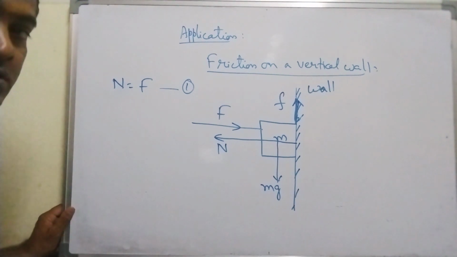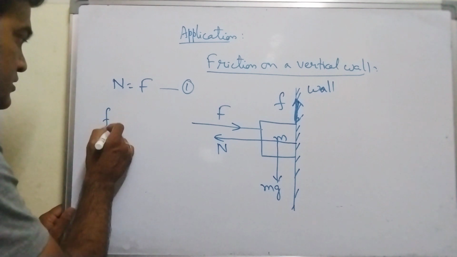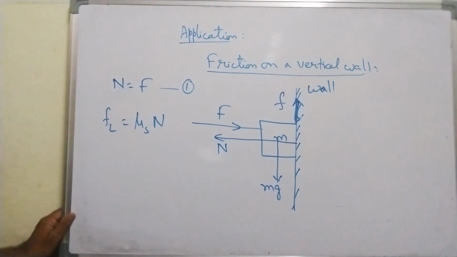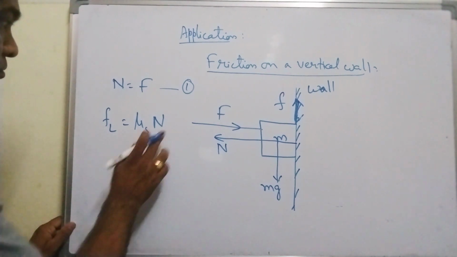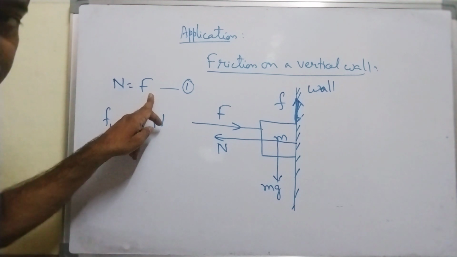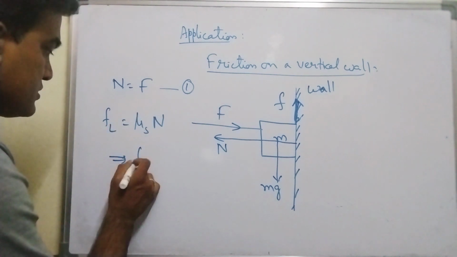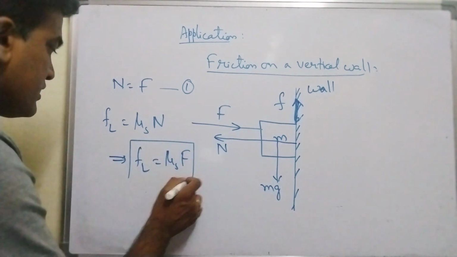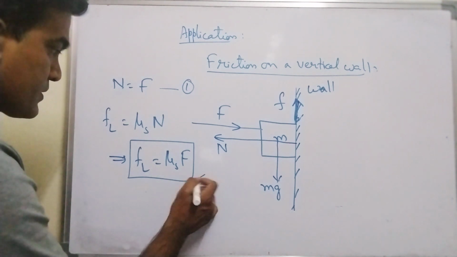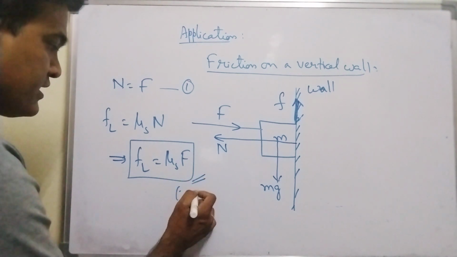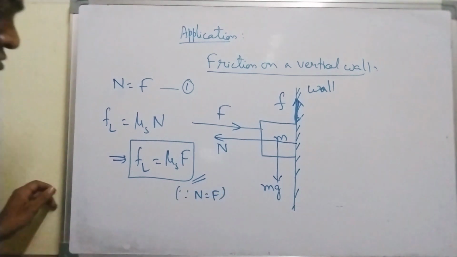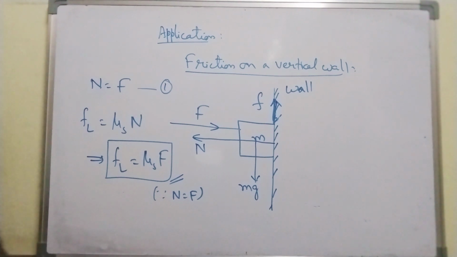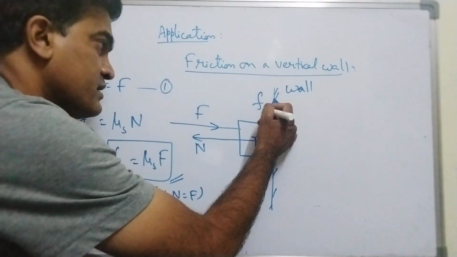So as you know, the limiting friction formula is nothing but mu s into N, right? Mu s into N, but N is what? N is equal to F. So from this, limiting friction I got as mu s into F, since N is equal to F. This is the value of limiting friction.